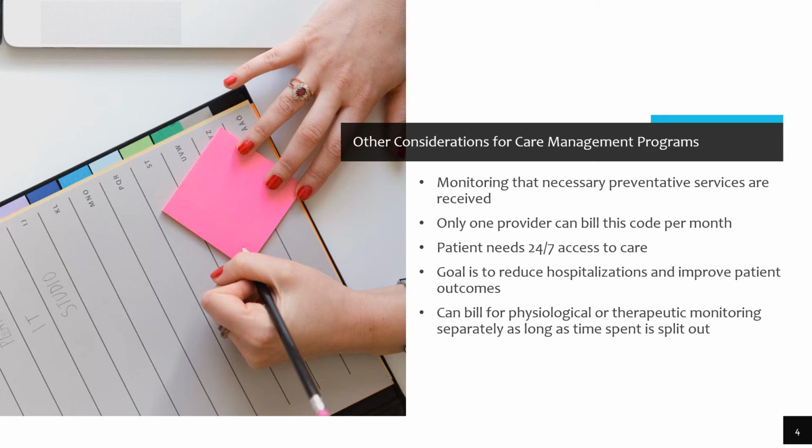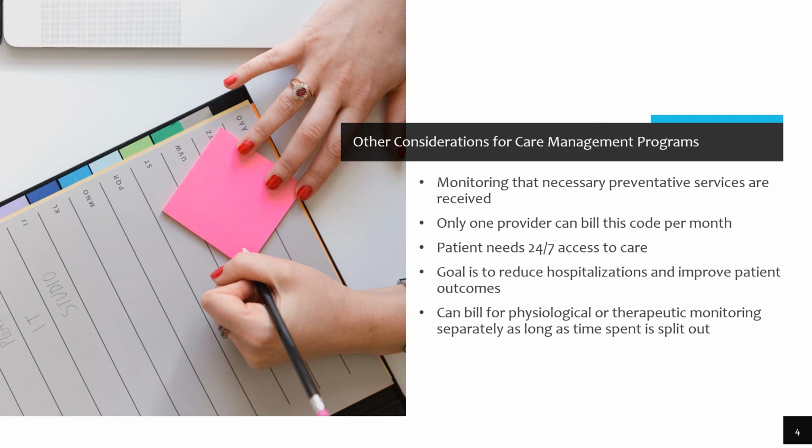Only one provider can bill this code per month. So if it's identified that you are the care plan manager, then that's the person who would be billing the code each month. The patient needs 24/7 access to care. Usually that's available anyways through a call service or on call or through a hospital affiliation, so that probably would not be a barrier to starting a program.